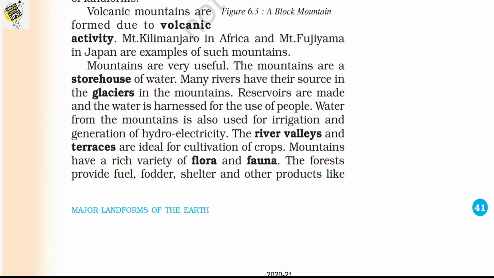Then, mountains are very useful. How are mountains useful? Mountains are the storehouse of water. Many rivers have their source in glaciers and the mountains. So mountains are the storehouse of water, and many rivers have their glaciers and store of water in the mountain itself.